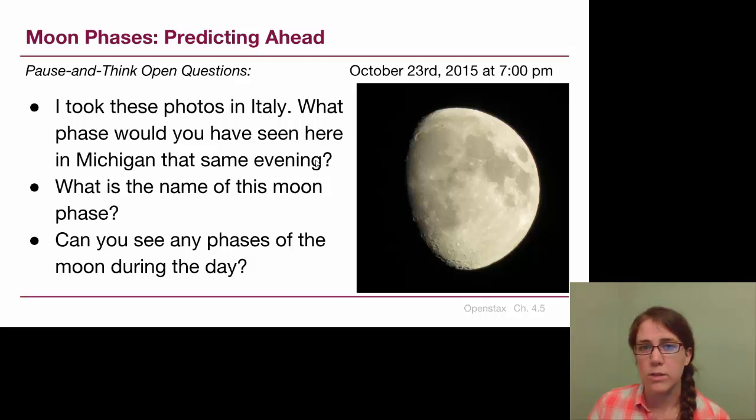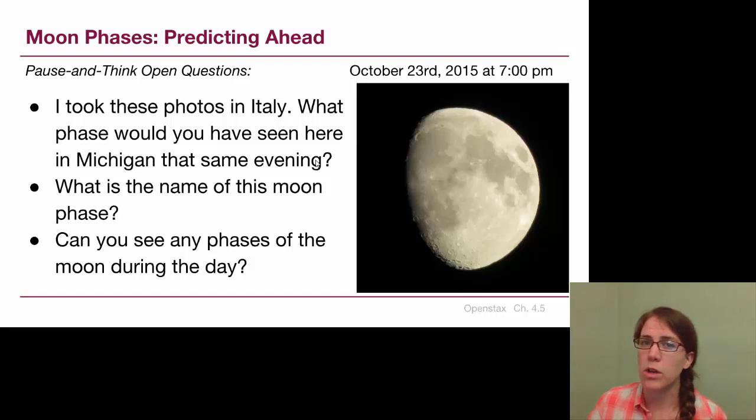It's important for us to make sure we understand the difference between a day's worth of change and a month's worth of change. I took these photos in Italy at 7 p.m. in that time zone. As the Earth rotated, it's still this moon in roughly the same part of three-dimensional space. And so in Michigan, you would have seen this exact same moon, and it would look about that shape, and in that same kind of part of the sky, when it ended up being 7 p.m. in Michigan's time zone.